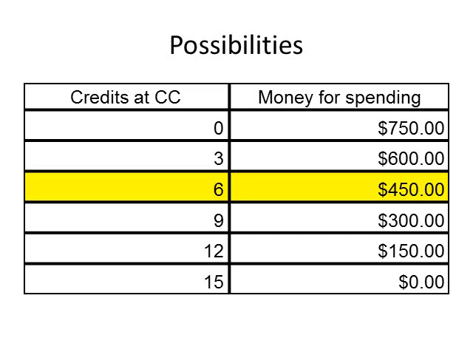She could take 6 credits at the community college and have $450 to spend on other things. She could take 9 credits at a community college and have $300 to spend on other things. She could take 12 credits at a community college and have $150 to spend on other things. She could take 15 credits at a community college and have no money to spend on other things.